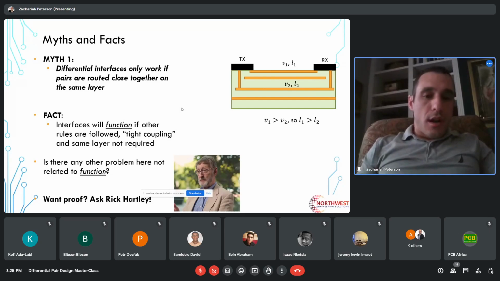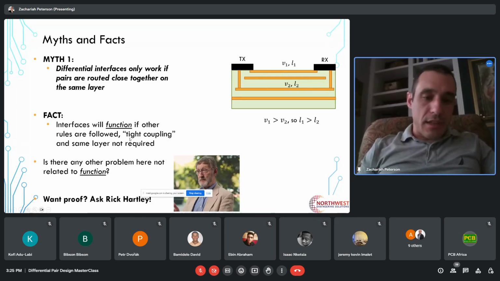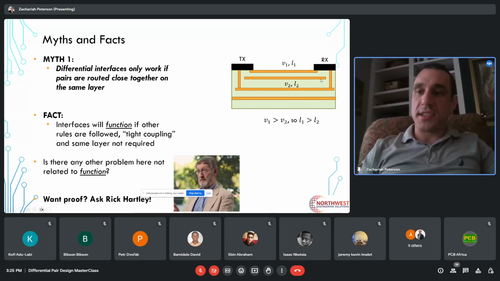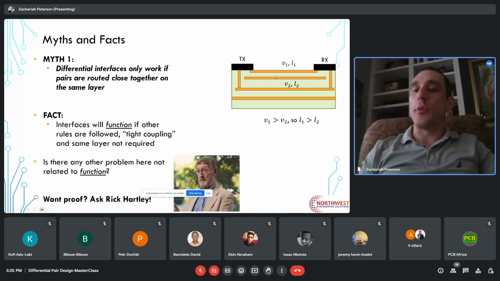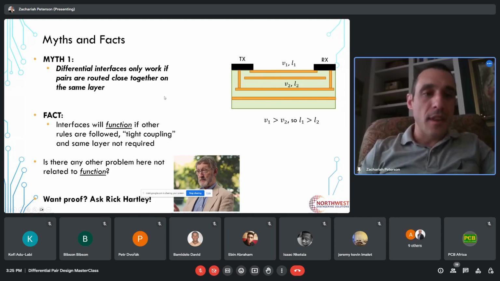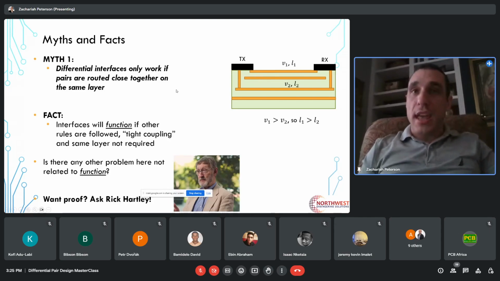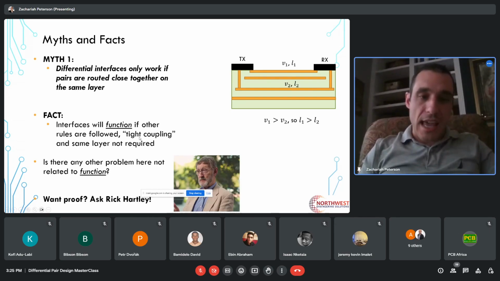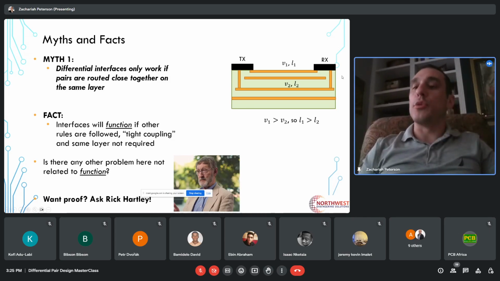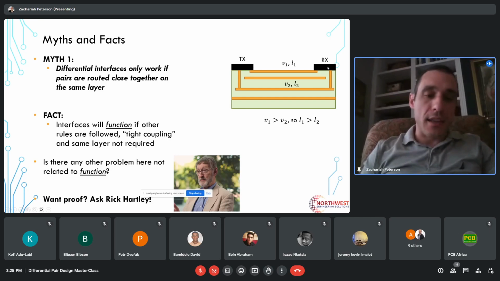So this gets into tight coupling, and I'll get into what that means in just a second. But here, we will just want to make sure that the signals arrive at the same time. And so what that means is that if we have different velocities on different layers, we may need to apply some length tuning on the other layer. Now, there are advantages to routing things on the same layer, and there are advantages to doing things like tight coupling, but it's not required in order to interpret the data at the receiver end of the interface.